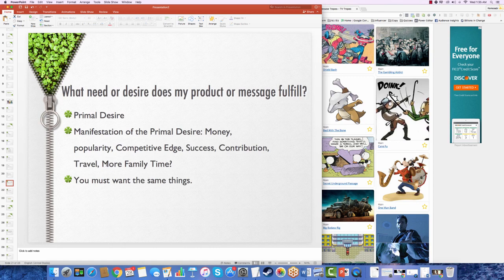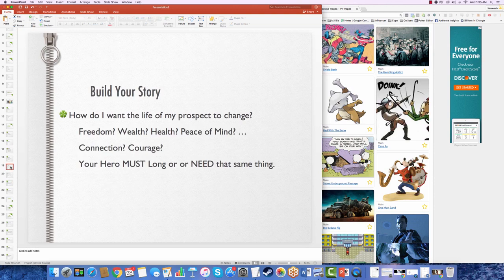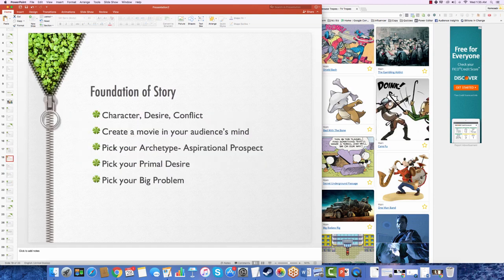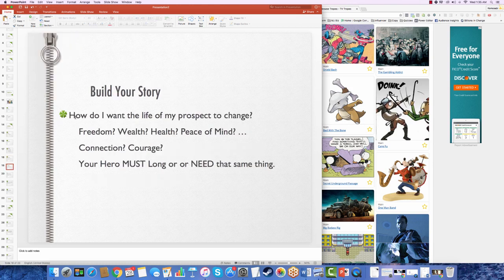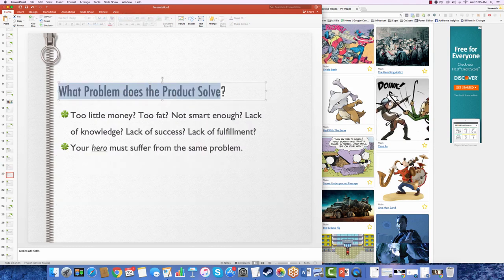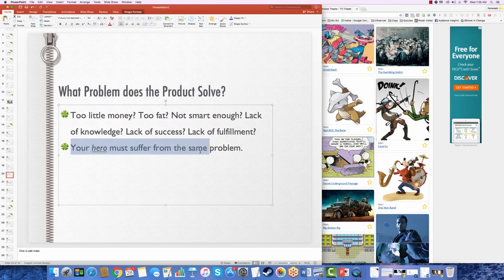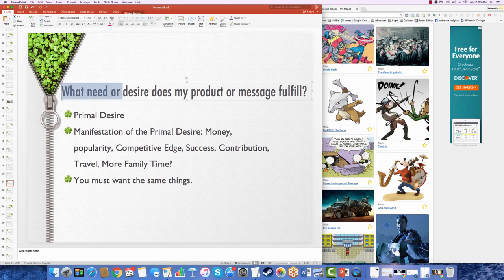So what need or desire does the product or message fulfill? These are all questions you need to answer for yourself. So write these down as you're building your story. Once you've built the foundation of your story and you've picked character, desire, and conflict, start answering these questions for yourself. How do I want the life of my prospect to change? Your hero must long for the same thing. What problem does the product solve? Your hero must suffer from the same problem. What need or desire does my product or message fulfill?